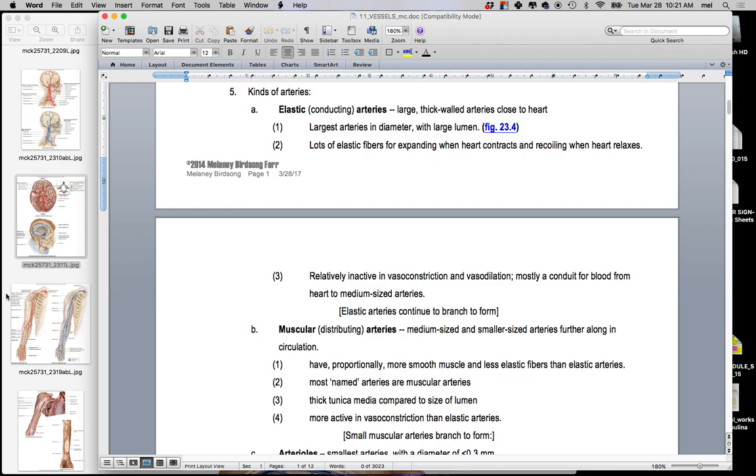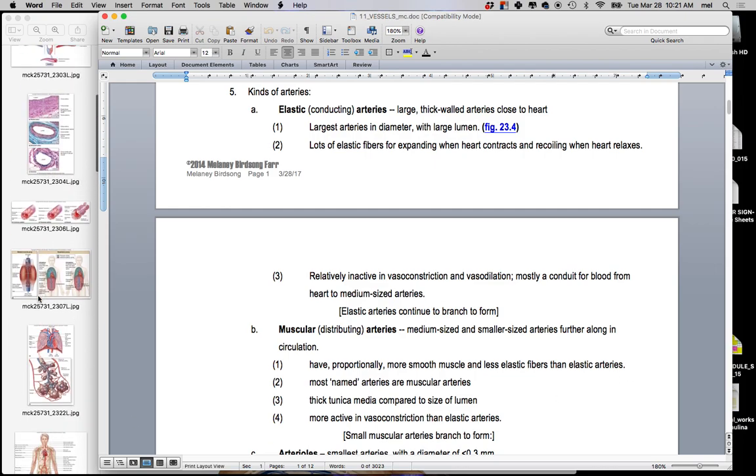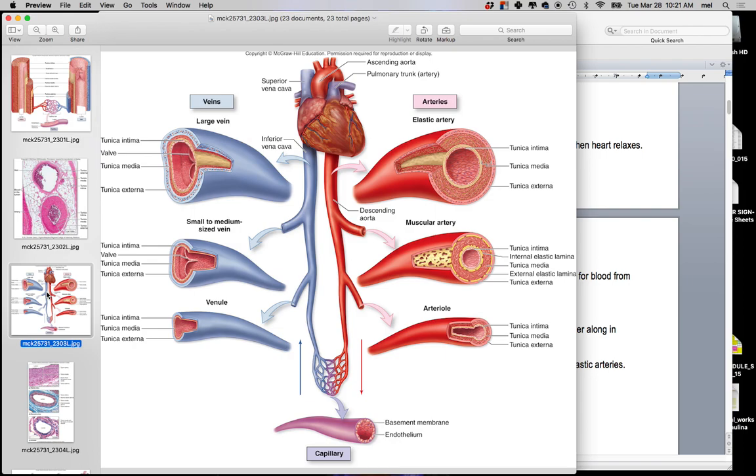Okay, so let's talk about the kinds of arteries that exist. There's three different categories of arteries, and the three different categories of arteries change as you move away from the heart. The general trend is that elasticity is most important close to the heart, meaning that they're not very wiggly, right? And then you get way wiggly as you move down here, right?